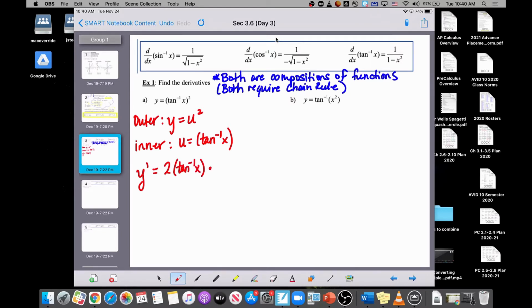But now I have to multiply by the derivative of the inner function, and the derivative of inverse tangent x is 1 over 1 plus x squared. And so then I write my final answer as y prime equals 2 times tangent inverse of x divided by 1 plus x squared.